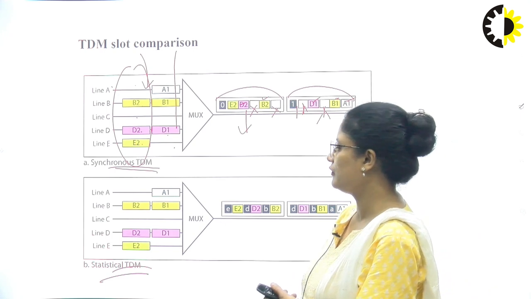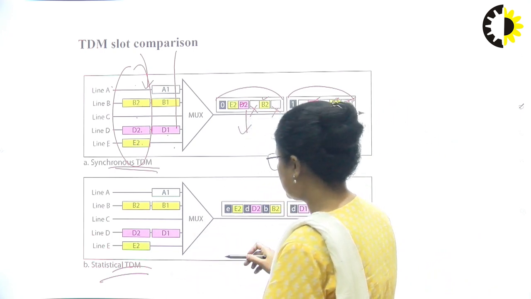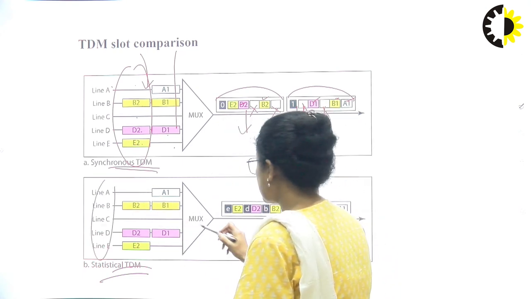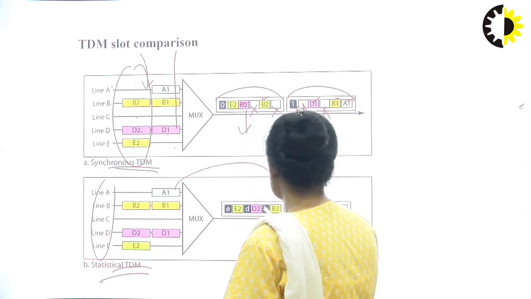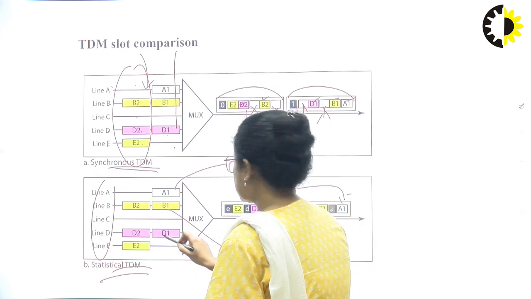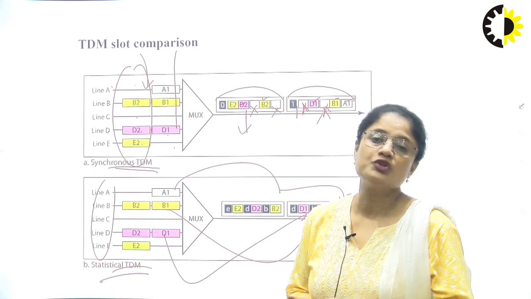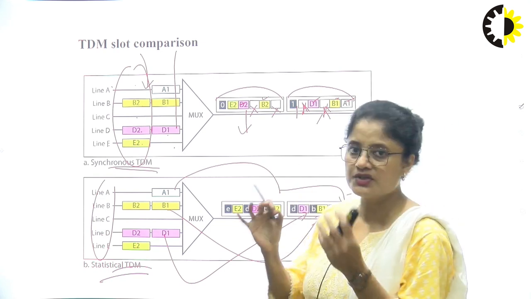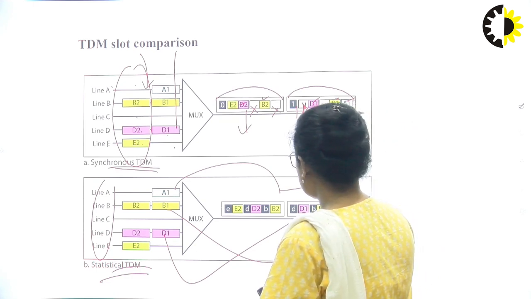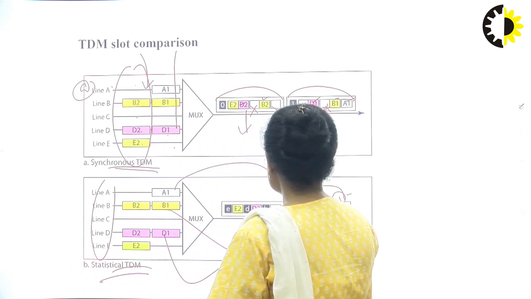This is taken care of in statistical TDM. If you just see how the same thing is handled in statistical TDM, we are not allocating slots for all the inputs. We are allocating slots only for those inputs which have data to be sent. So this is A1, this is B1, and this is D1. So unlike here, we are not losing the slots, but we need to remember which input device this data relates to. So we also have to keep track of the addresses. A1 is coming from device A, B1 from device B, D1 from device D.